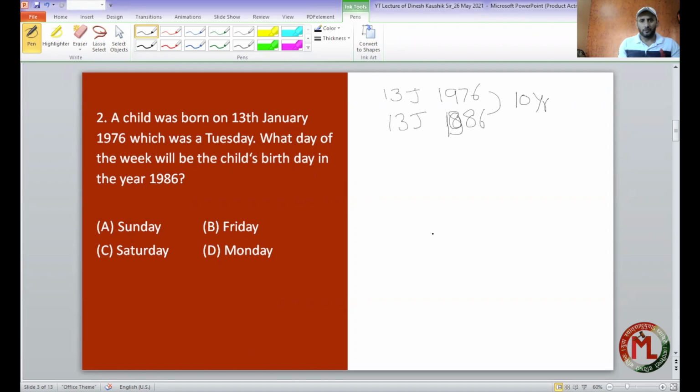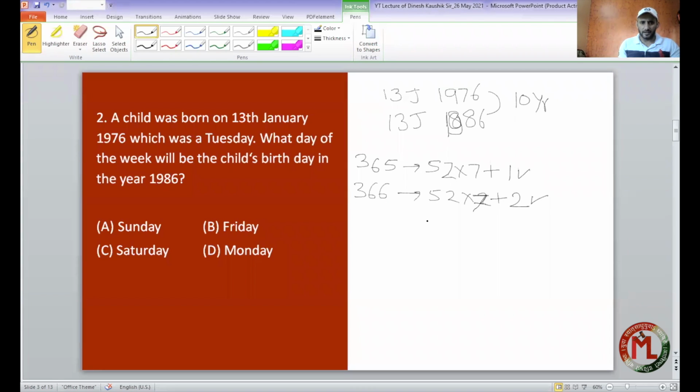My dear, we know that there are two kinds of year. One is non-leap year. Non-leap year has 365 days. 365 days can be written as 52 weeks plus 1 day extra. And 366 days means 52 weeks and 2 days extra. A leap year has 2 days extra and a non-leap year has 1 day extra.